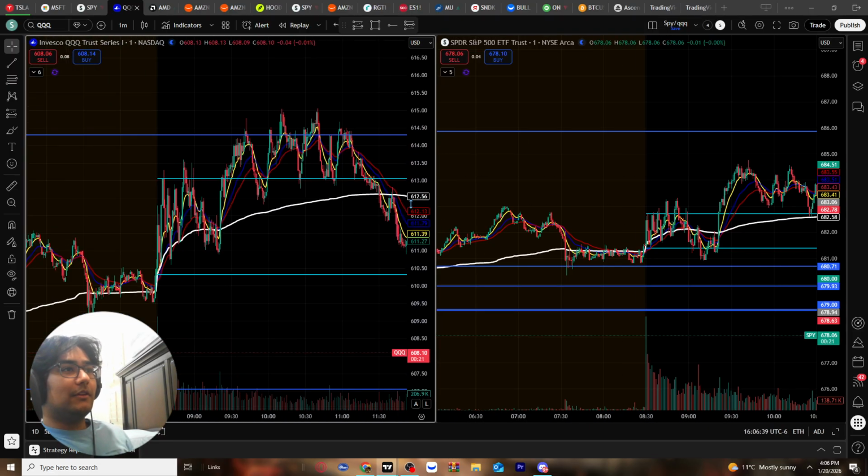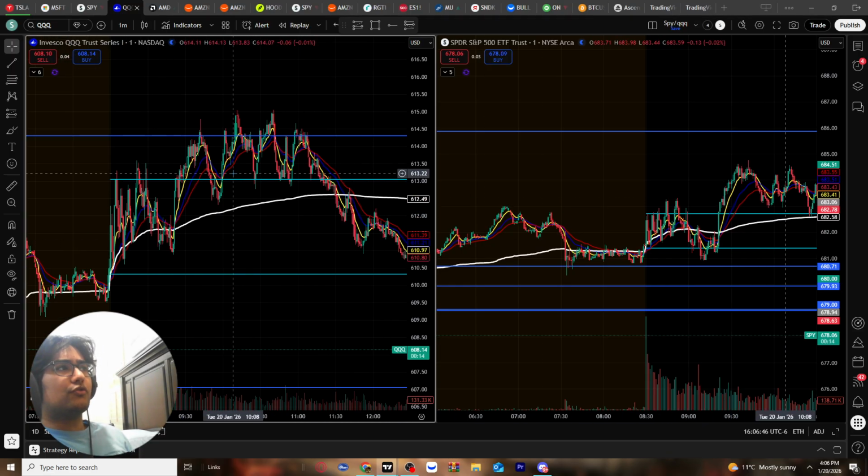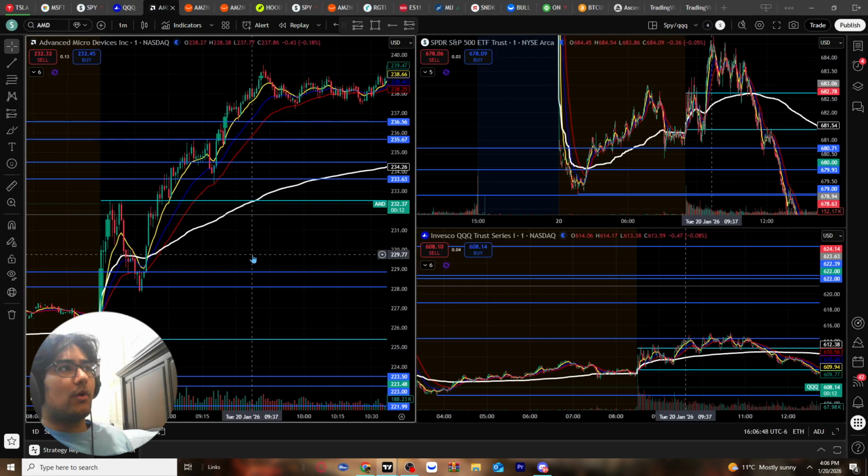Just part of the game. You can't really predict what's going to happen in the future. I don't know what this news was even about. So simply, QQQ and SPY chopping around showed AMD had relative strength, so I wanted to play AMD.